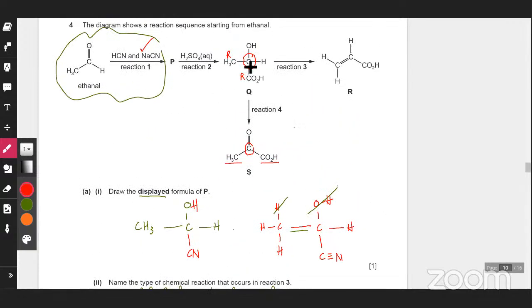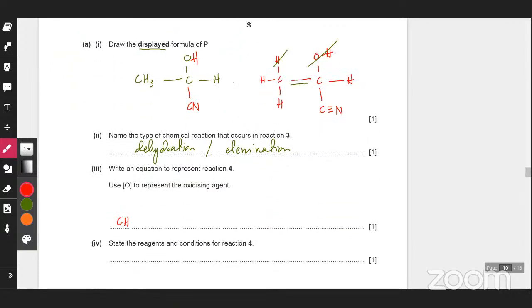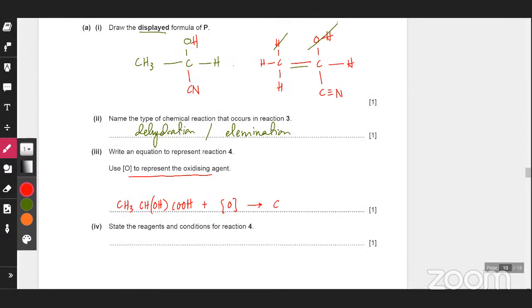It's going to be CH3CHOHCOOH: CH3, CH, the middle one had OH, and then there was a carboxylic acid attached. And the oxidizing agent was K2Cr2O7. Now he's not asking for the whole equation. He's asking us to represent the oxidizing agent as an O. What's being produced is CH3COCOOH.